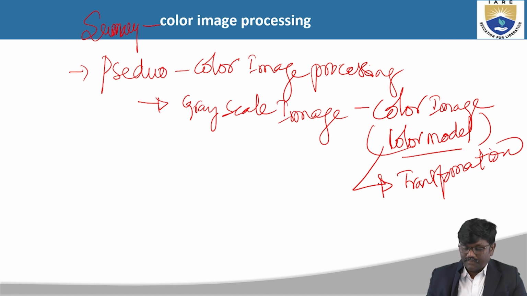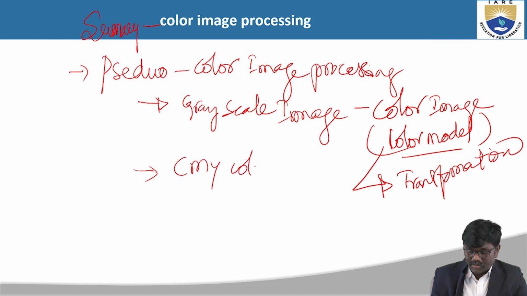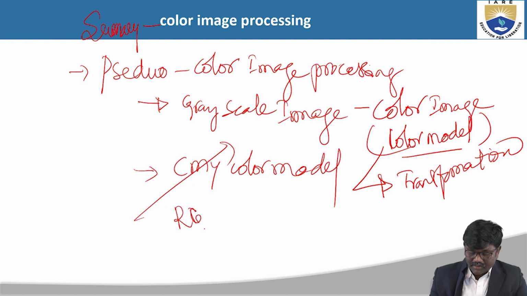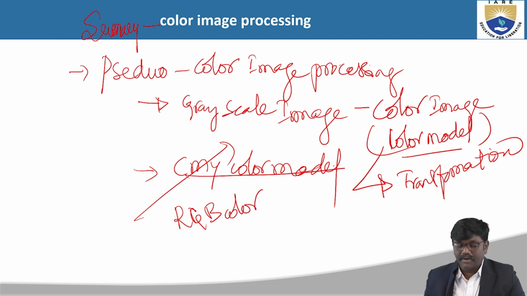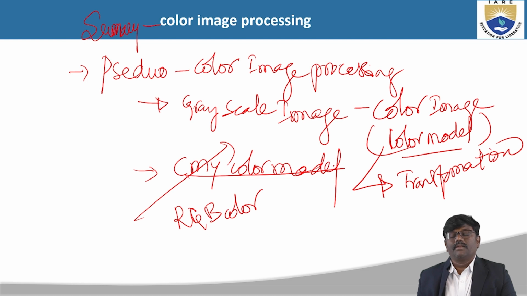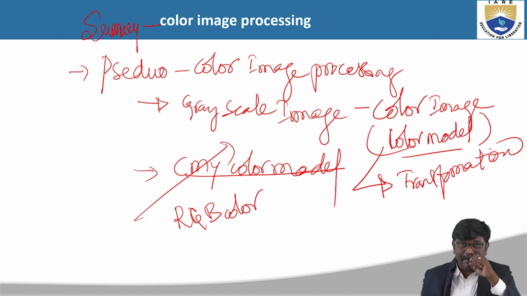For example, in the previous class we discussed the CMY color model. What do you mean by this CMY color model? This obviously depends upon RGB color. Based on your RGB color, you prepare your required CMY color. What it means to be a CMY color model and all, we discussed in the previous classes. Understand? So that is very important here.